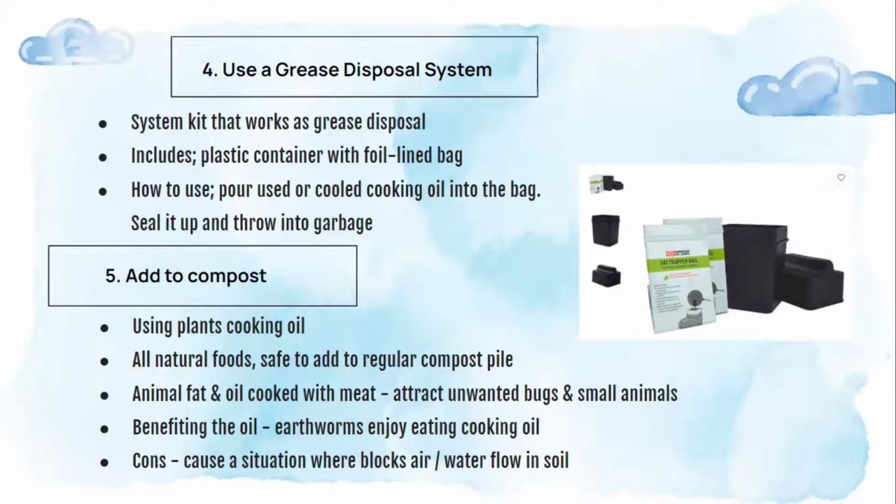And the fifth one is the easiest one, but not most household areas will do it because it involves compost material. If you're using plant-based cooking oil, especially the organic one, 100% from plants, for example coconut and sunflower, because all of that is natural food, it's safe to add to a regular compost pile. Animal fat and oil cooked with meat, you had better not mix with the compost because it will attract unwanted bugs and small animals.